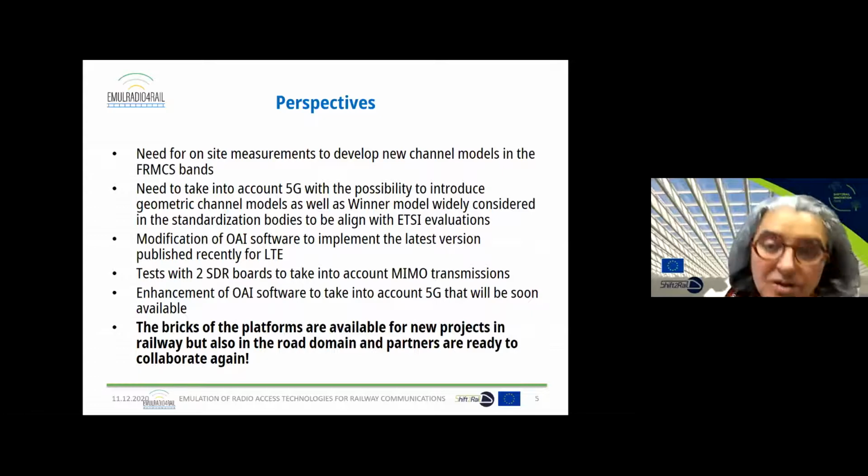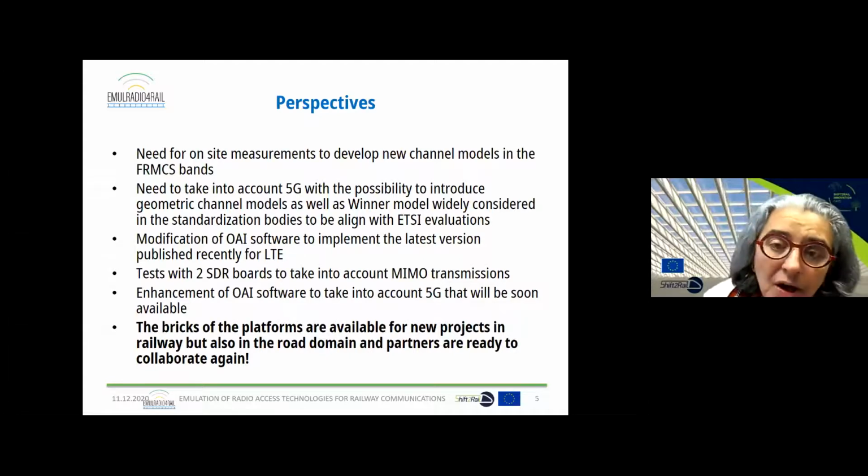We have seen with Juan that it could be very important to have a new channel model in the FRMCS bands. They have just been allocated. You know, they have 5 megahertz in the 900 band and 10 megahertz in the 1.9 gigahertz band. So I think it's very important to continue the work. So we hope that some people will realize this.